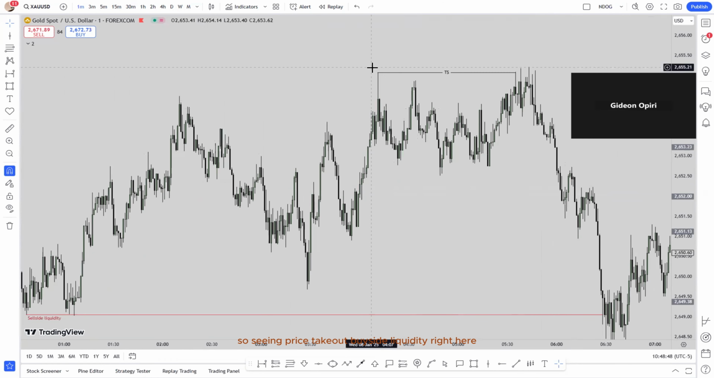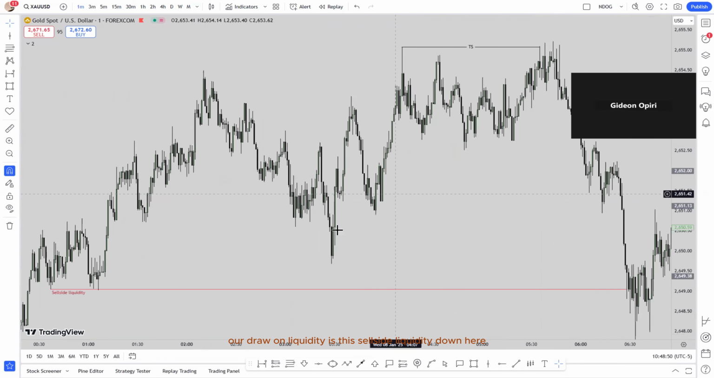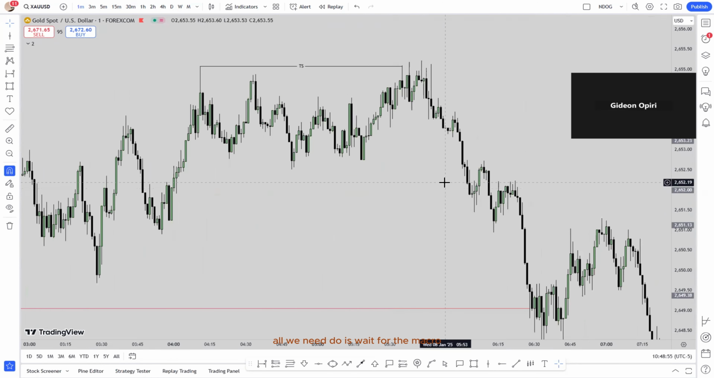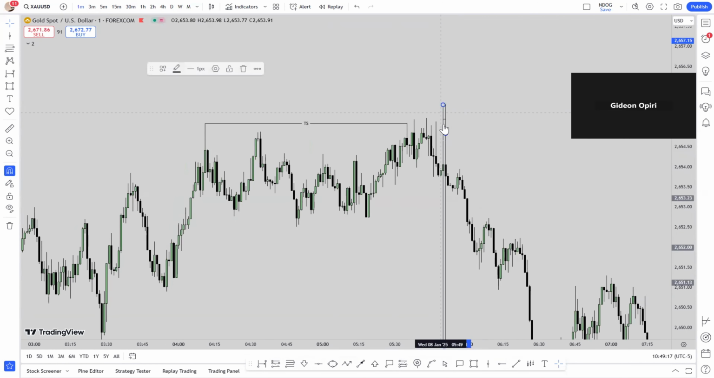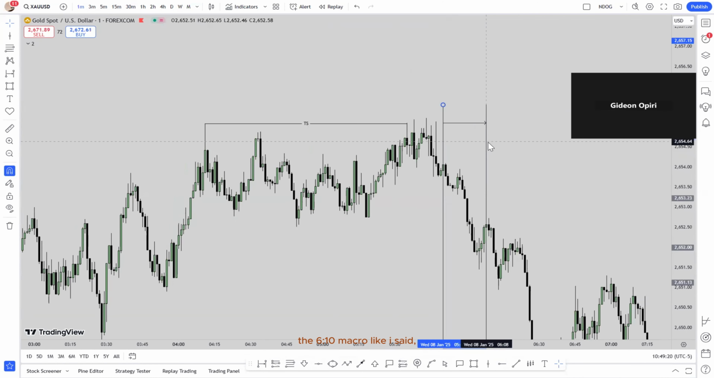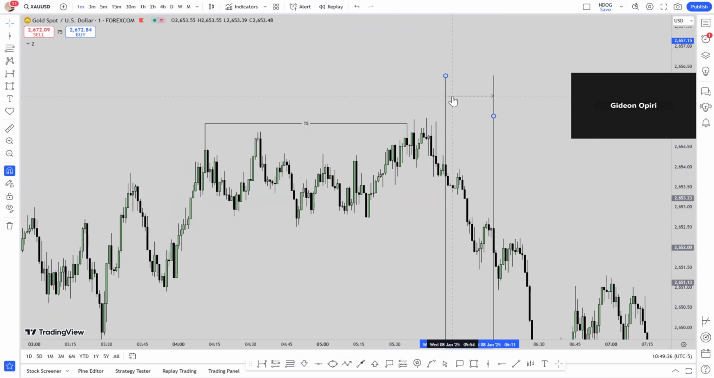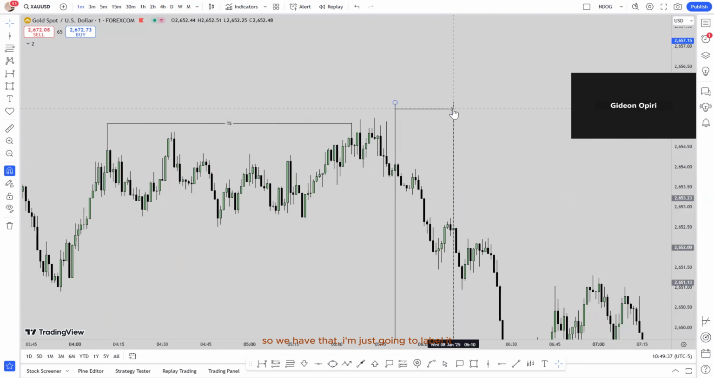So see price take out buy side liquidity right here. Our draw on liquidity is this sell side liquidity down here. All we need to do is wait for the macro and look for a displacement in the direction of the sell side liquidity. Now we have the macro present here, the 5:50 to 6:10 macro. Like I said, the last 10 minutes to the first 10 minutes of every hour. That's our macro. So we have that.